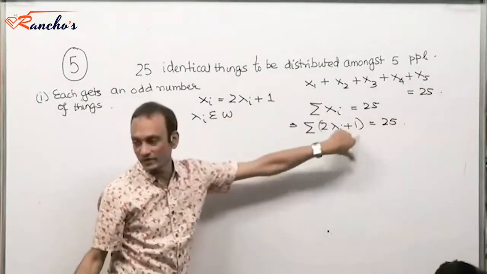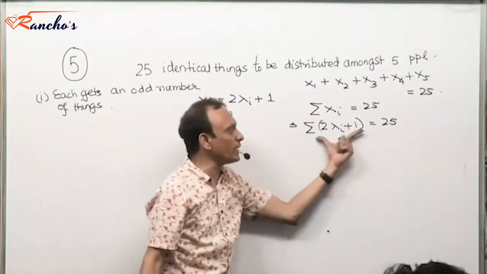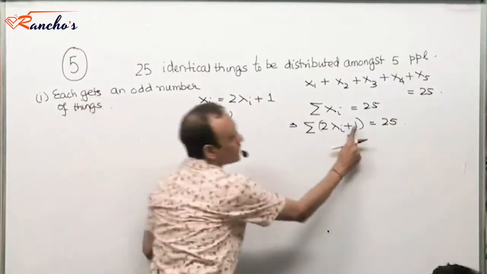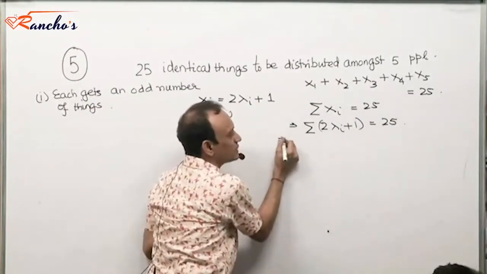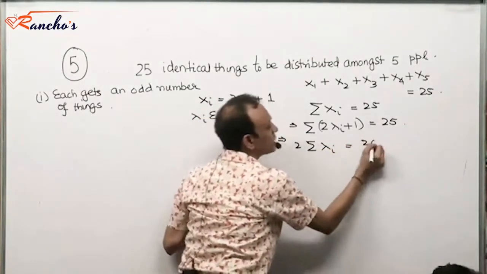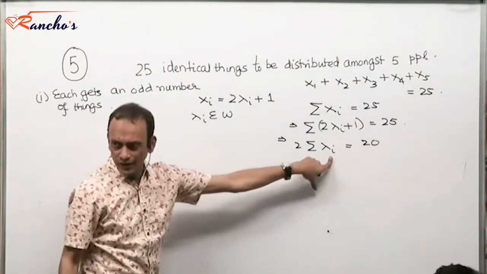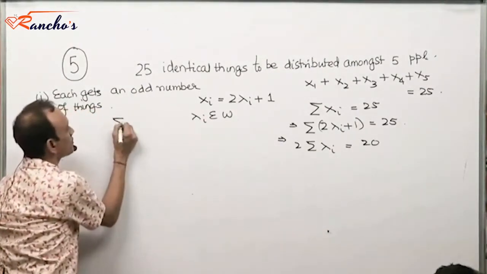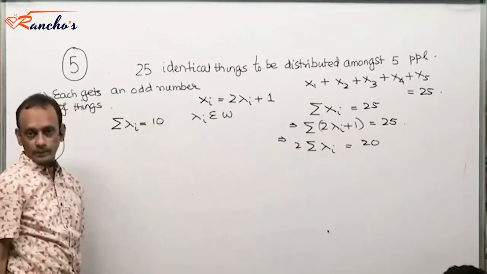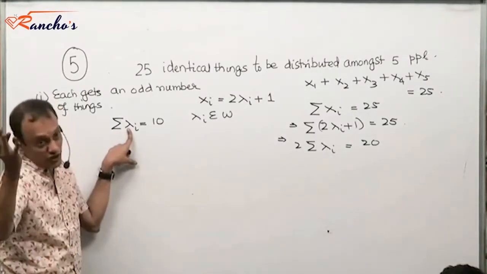Each x1 is 2 lambda 1 plus 1, x2 is 2 lambda 2 plus 1, and so forth. Summation of 2 lambda i plus 1, i equal to 1 to 5, must add up to 25. This one adds up to 5. So this gives me twice summation lambda i, and this 5 goes there, so it is 20, where the lambda i's are 5 whole numbers, right? So essentially I am seeking the number of whole number solutions to summation lambda i equal to 10. Yes or no? Where lambda i's are 0, 1, 2, 3, etc.